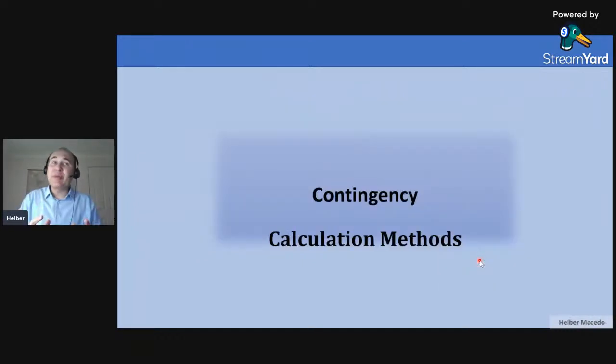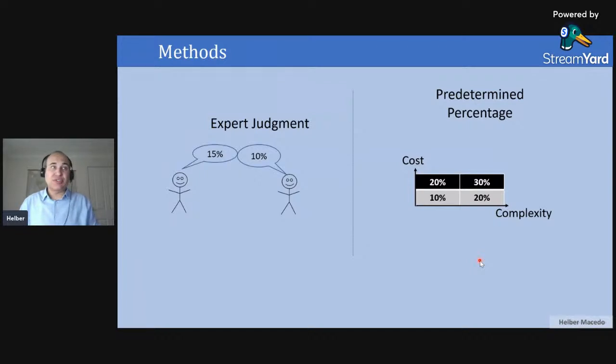Now we move to the methods to calculate contingency. So first, the expert opinion. In this scenario, one person that has a lot of experience working on similar projects, or a group of experts, say, look, based on my experience, I believe that I need 10%, I need 15% for this project to cover for the risks and uncertainties that can happen in this project.